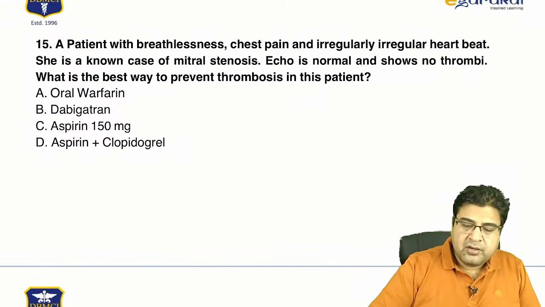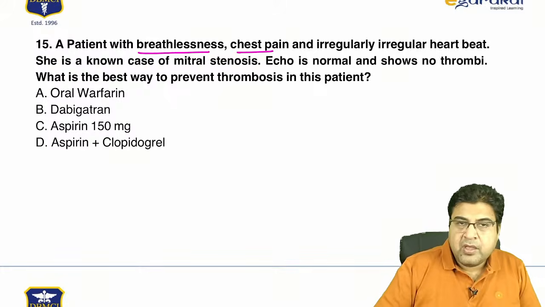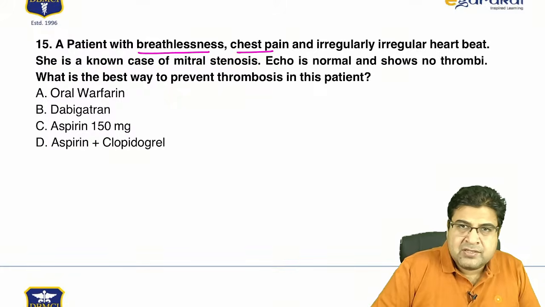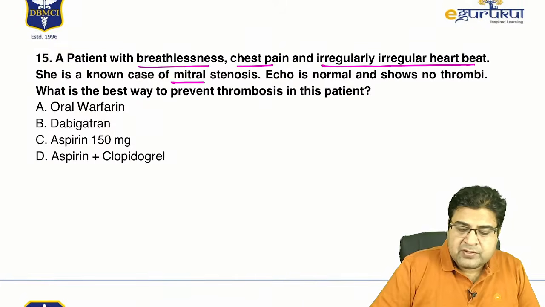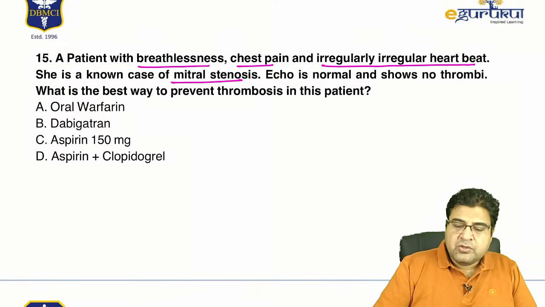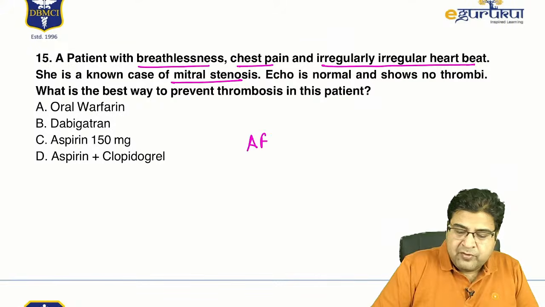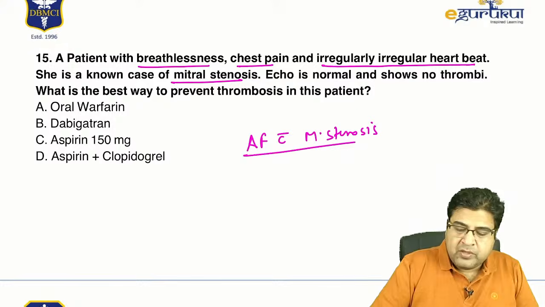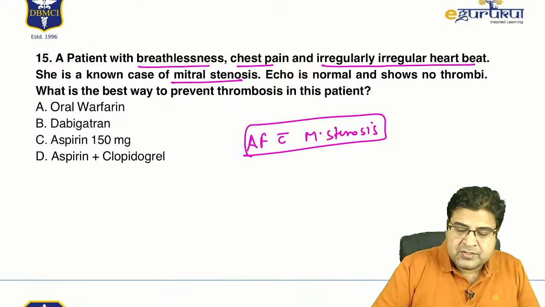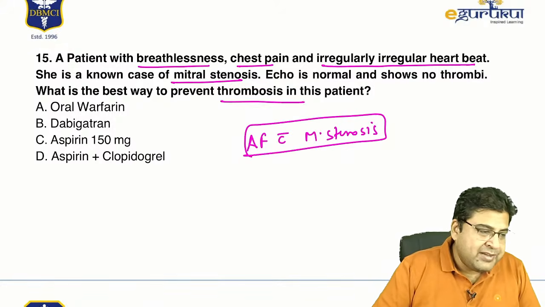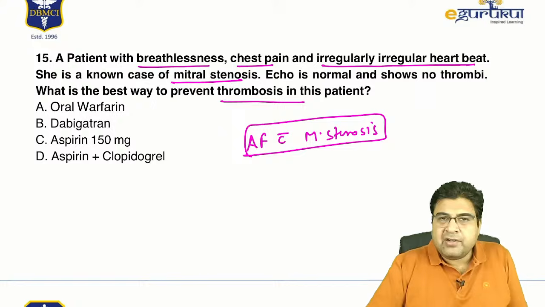Question number 15. The patient has got breathlessness, chest pain, plus irregular heartbeat. The patient has got mitral stenosis. So this patient is suffering from atrial fibrillation with mitral stenosis. Now they are asking which anticoagulant you will give. So, which anticoagulant can we use?